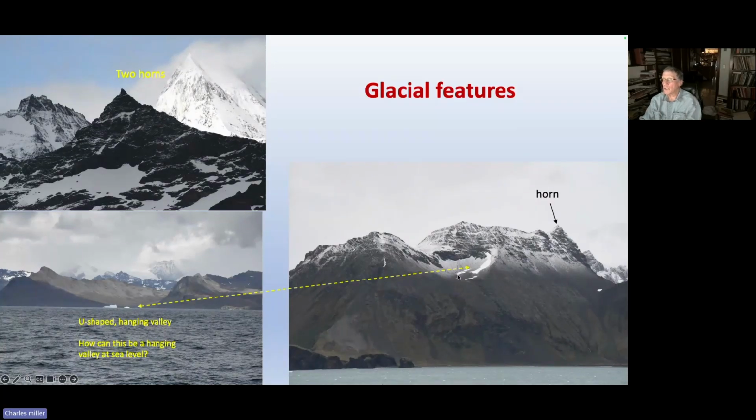It's a hanging valley because when it formed, the ocean was 300, 400 feet below that, keeping in mind this was during the Ice Age. And that's the reason I called it a hanging valley. So I rest my case.